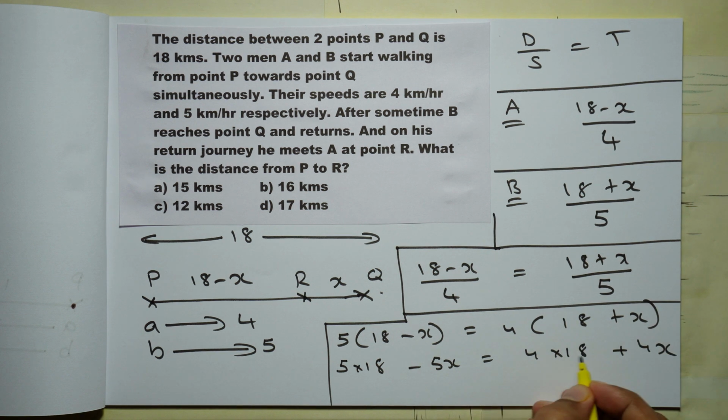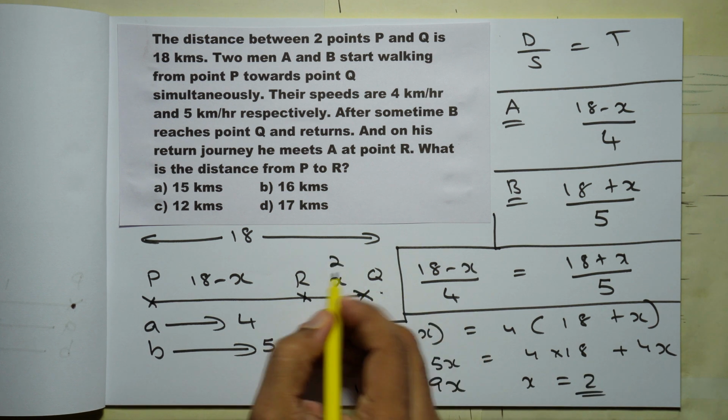So I'll just bring 4 into 18 to this side. So 5 into 18 minus 4 into 18, that you will get as 18. 18 is equal to 5x, bringing it to this side. So 5x plus 4x gives you 9x. So 18 is 9x, or x is equal to 18 by 9, which gives you 2. Now this value is equal to 2.